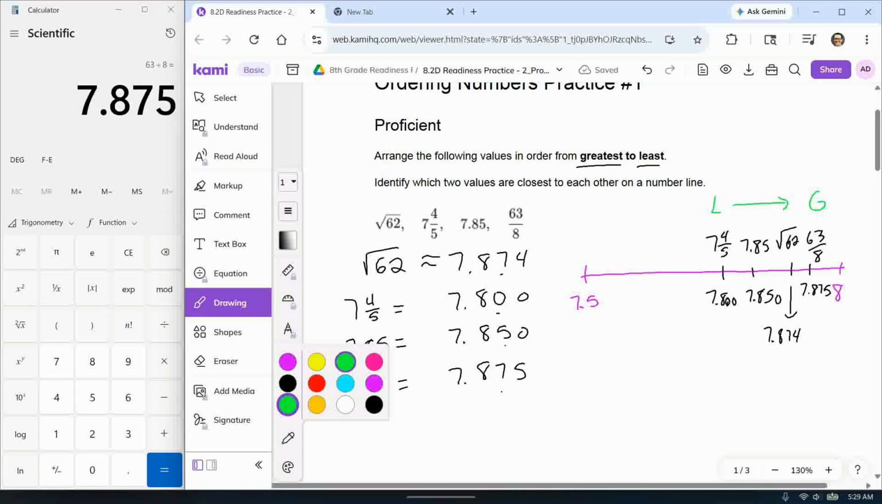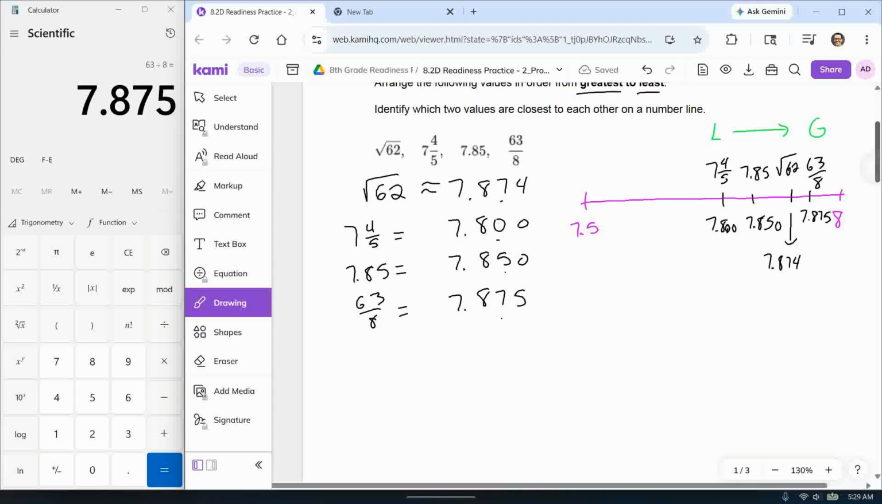And since we need it from greatest to least, what we want to do is take these, and we'll go ahead and put a separate answer box down here for our two things. So let's put our greatest to least. Because remember, when we do our number lines, from left to right, they're automatically going to be least to greatest. So if that's what you need it in, that's fine. But in this case, we need greatest to least. So we're going to use that tool, but we need to go ahead and reverse it. And that's why we put it in the original form: 63/8, square root of 62, 7.85, and then 7 and 4/5.